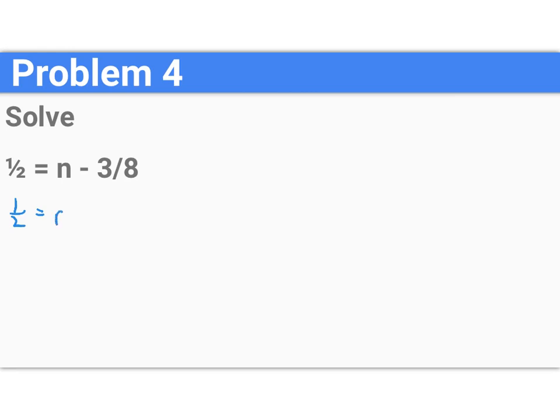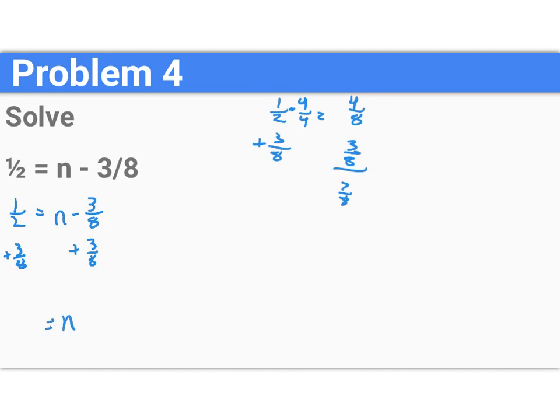1/2 equals n minus 3 over 8. We're going to add 3/8 to both sides. So 1/2 plus 3/8. I need to multiply by 4 over 4. That gives me 4/8 plus 3/8 equals 7/8. And so n equals 7 over 8. Okay, that was our final problem.